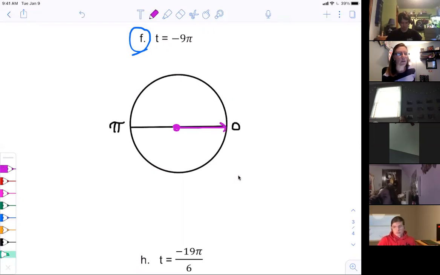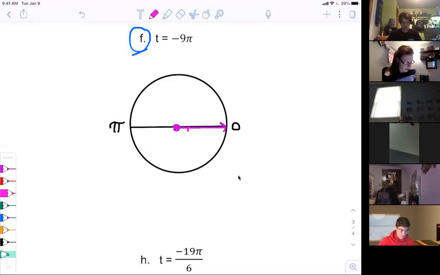So Evan, what way would this angle rotate if it's negative? I'm sorry, what'd you say? Which direction would a negative angle rotate? Clockwise. Yeah, so we're going to count negative 9 pi.